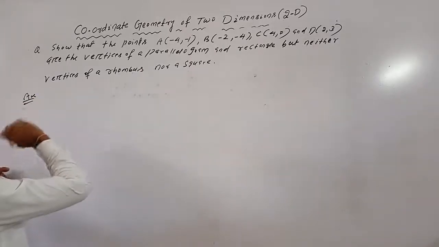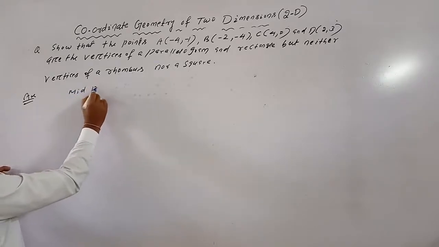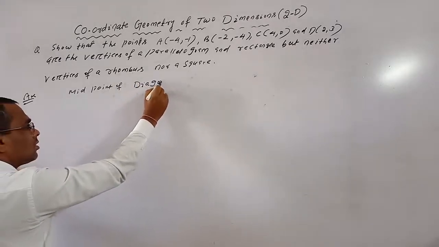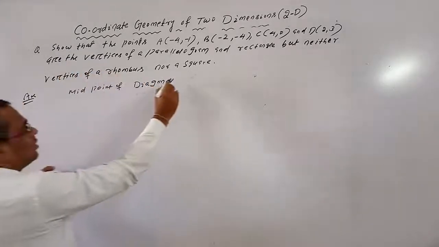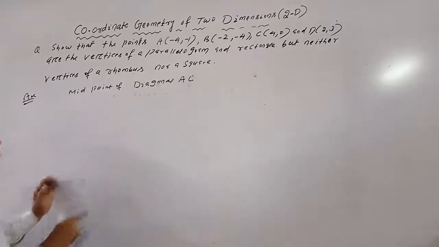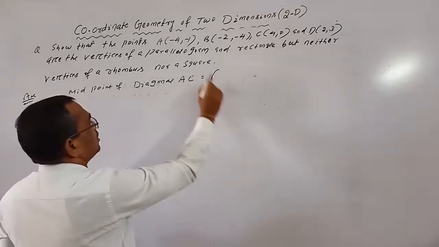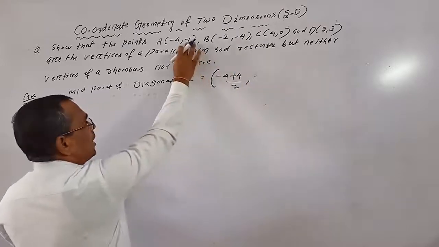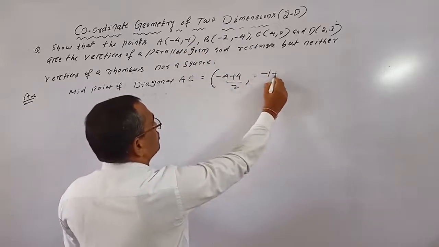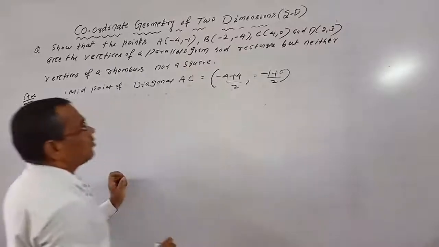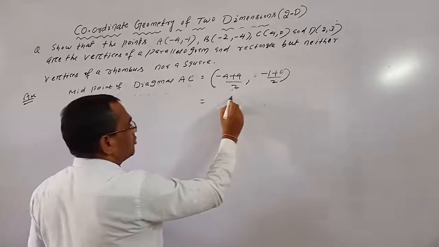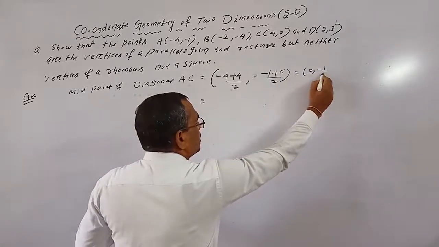Now midpoint of diagonal AC, the opposite vertices joined, diagonal AC. So midpoint of diagonal AC equal to what? -4 plus 4 by 2, comma -1 plus 0 by 2. So -4 plus 4 is 0 by 2 which is equal to 0, comma -1 by 2.